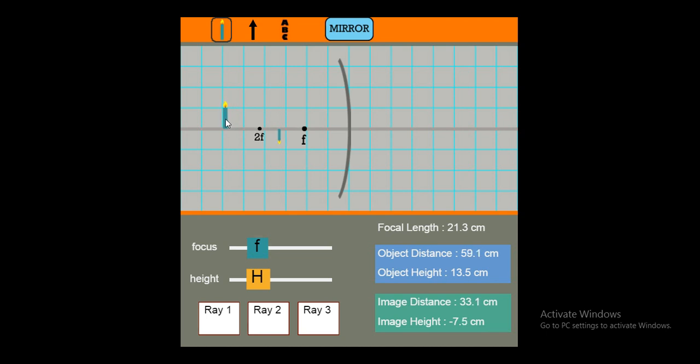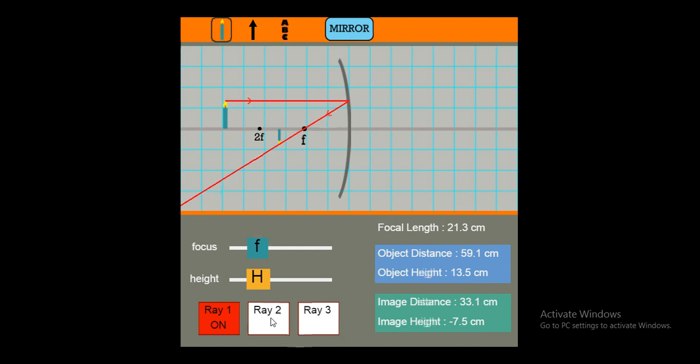The object is placed far away from 2F, that means far away from the center of curvature. Now we draw the ray diagram. First ray, this one: a ray coming towards the mirror parallel to the principal axis. After the reflection, it goes through the focal point.